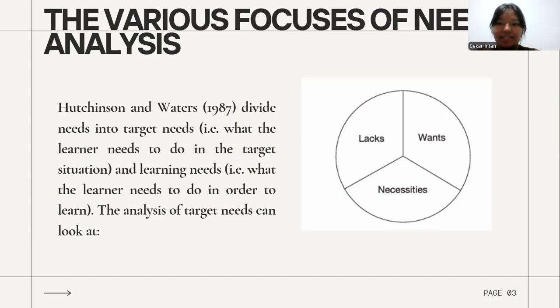The first one is necessities, the essential skills or knowledge, for instance, writing essays at university. The next one is lacks, the gaps between what students can do now and what they must do. Maybe they can write short paragraphs but struggle with long essays. The next one is wants, what students themselves feel is important. For example, they may want more practice in speaking, even if writing is the academic necessity.